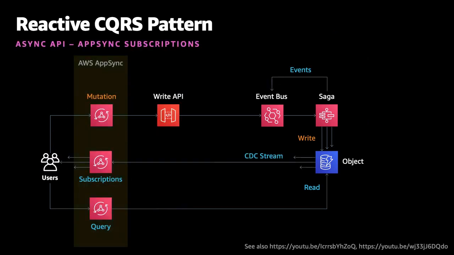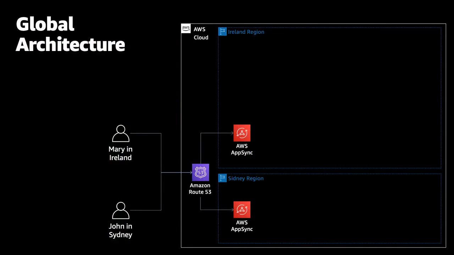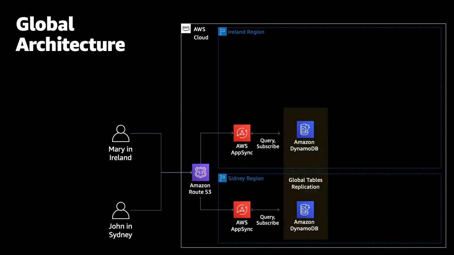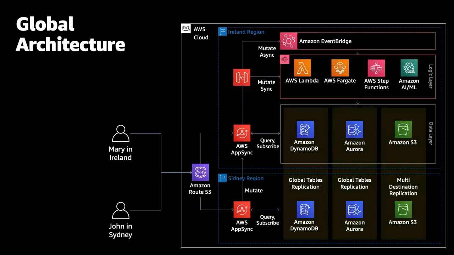The solution is to notify client applications on every update. For example, by using the subscriptions feature of AppSync, invoked whenever a CDC event is received as a result of a DynamoDB table update. When these ideas are applied to Ireland as the primary region and to Sydney as the secondary region, then Route 53 will route Mary and John to their local APIs, and AppSync will query and subscribe to the normalized data from the DynamoDB global tables.